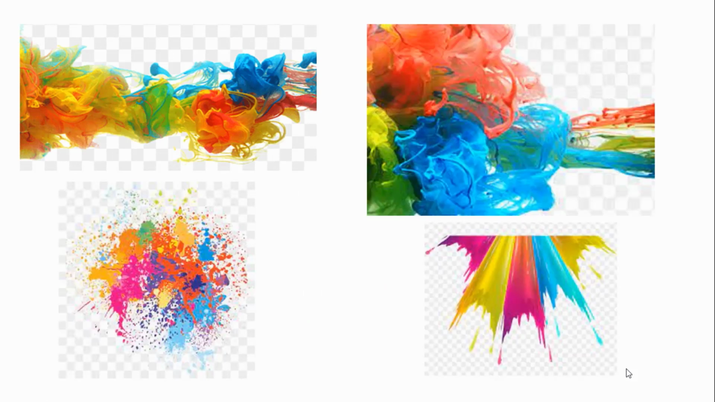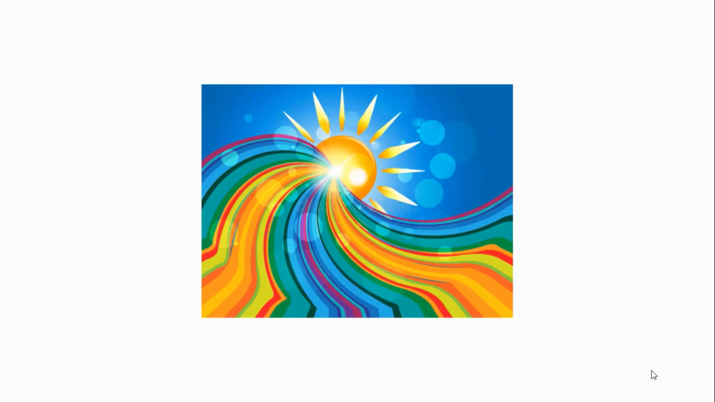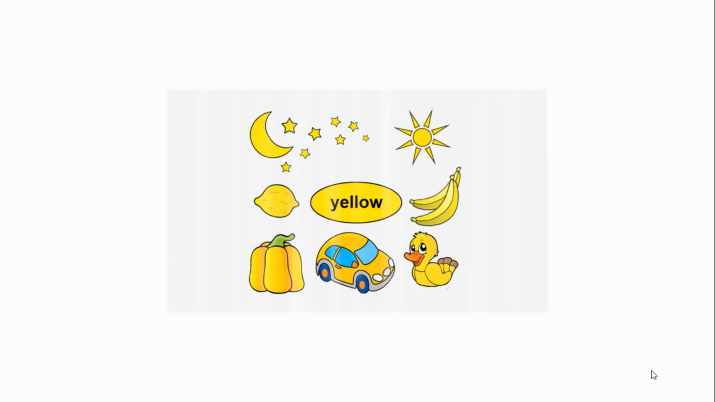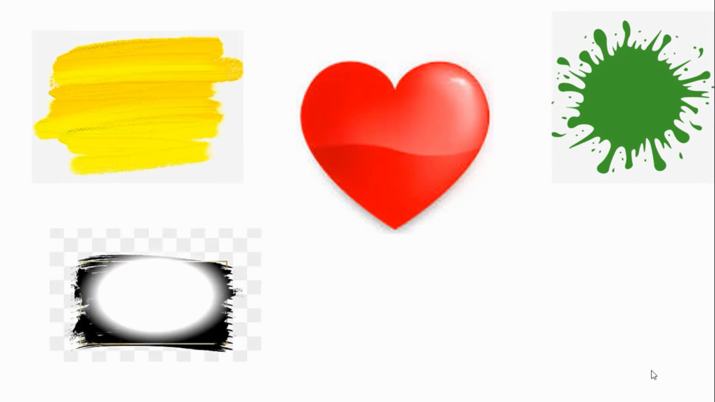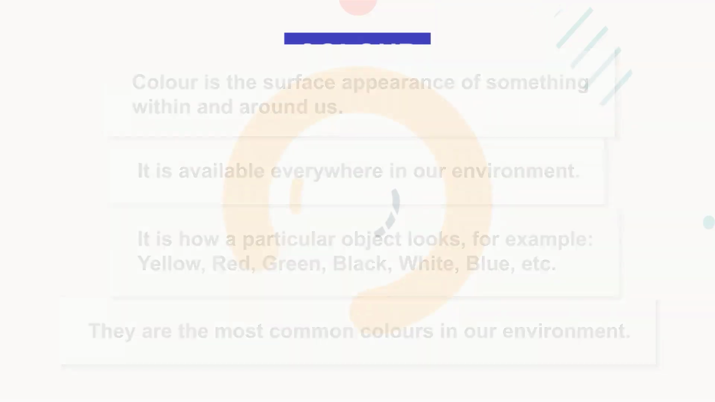For example, yellow, red, green, black, white, and blue, etc. They are the most common colors in our environment.